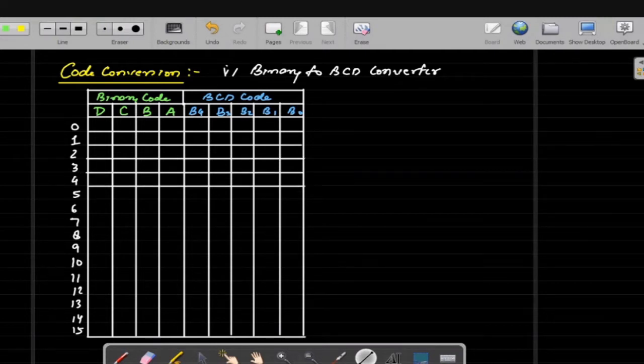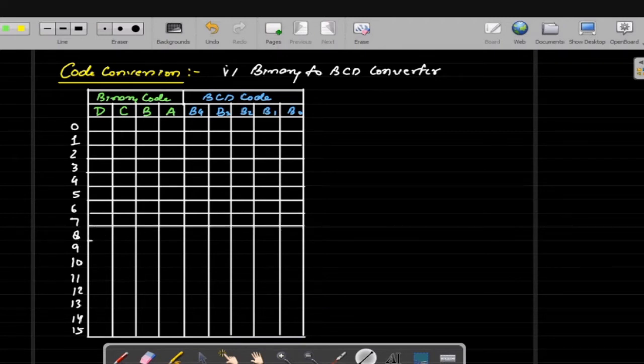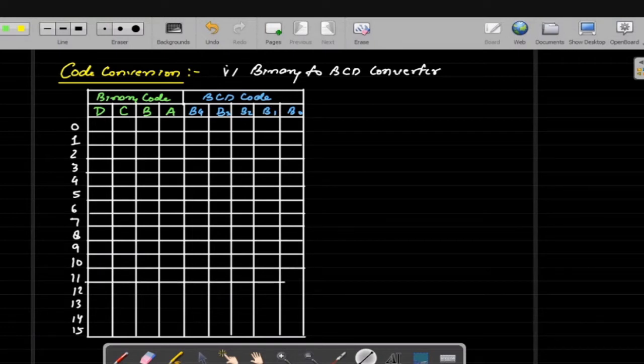You have to practice making this kind of table, because in code conversion this is very common to almost all kinds of code converters. Once you are able to make this kind of table, your life becomes comfortable in making such circuit designs.